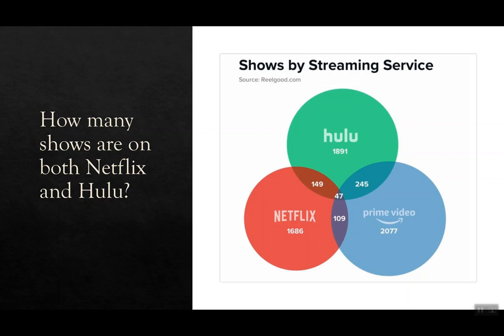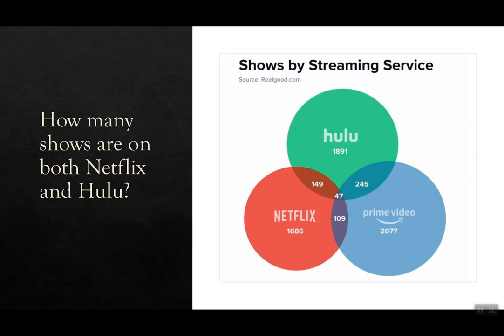So let's start with this one where I just have a picture, and this shows streaming shows by the type of service it was. So was the show streamed on Hulu or Netflix or Prime Video? So I have all these numbers in here. And I wanna know, first question says, how many shows are on both Netflix and Hulu?